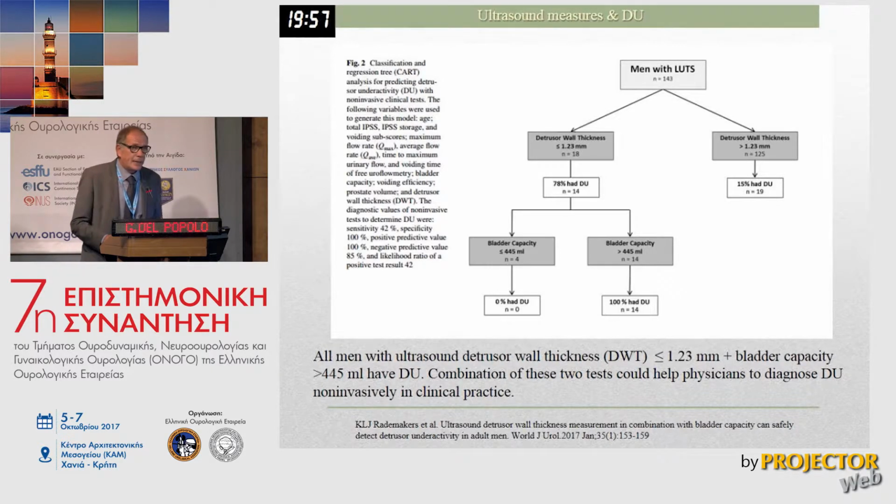So there is another study aiming at a non-invasive diagnosis, and this was the study of the bladder wall. Kuo and colleagues demonstrated in this study that if we find a detrusor thickness of less than 1.223 and a bladder capacity of more than 440, this combination allows us to diagnose DU.